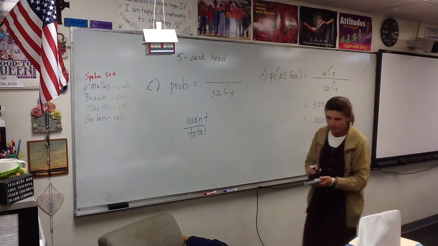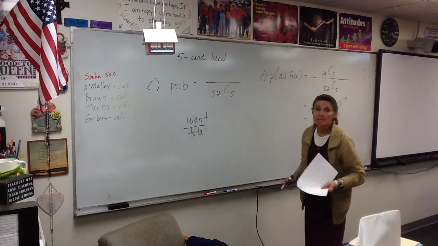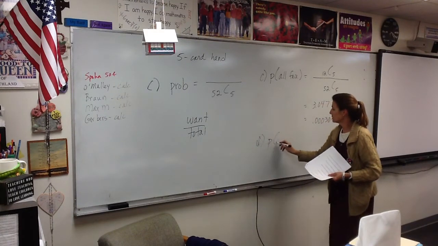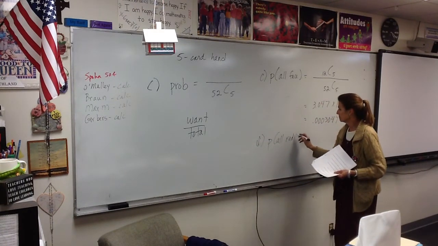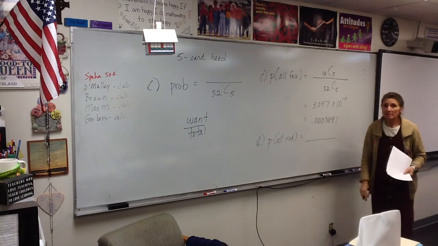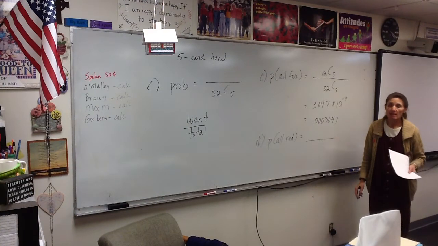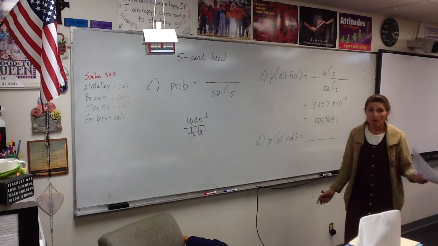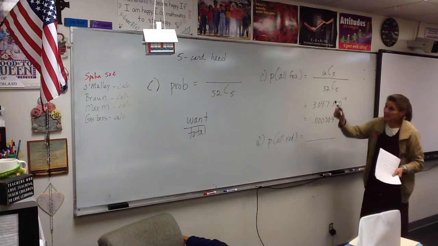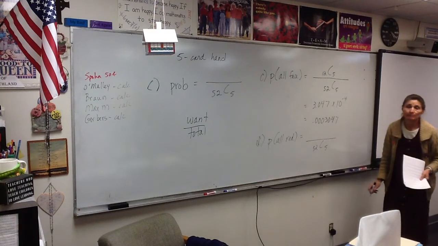Good. Let's try the next one. What is the probability of being dealt all red? Okay, so this is the probability of all red. Once again, probability is a fraction. It's always going to be a fraction, a decimal or a percent. But when you calculate it, you will start off as a fraction. So we want the probability of all red. It's a 5-card hand. Our denominator is 52C5.